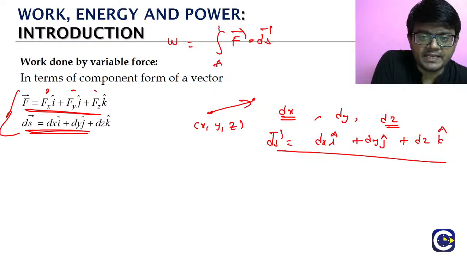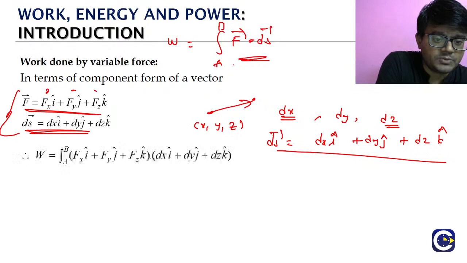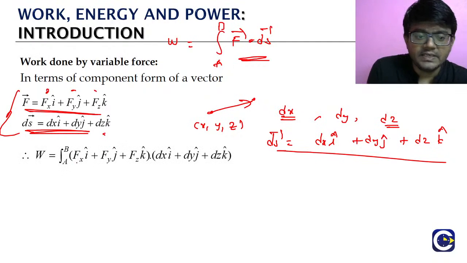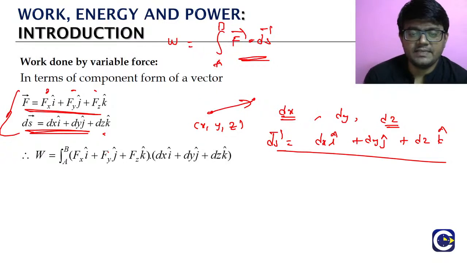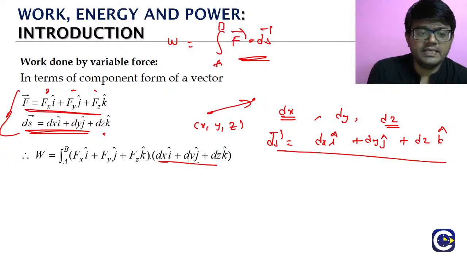அந்த value நம்ம அப்படியே integrate பண்ணணும் A ல இருந்து B, when you are moving from point A to point B. பாருங்க. இப்போ F அப்படியே நீங்க substitute பண்ணுங்க. What is it that you are going to get? F is what? Fx into i plus Fy into j plus Fz into k. ஓகேவா? அந்த மாதிரி இது என்னது? ds is what? dx into i plus dy into j plus dz into k.